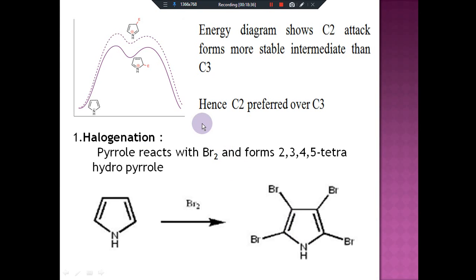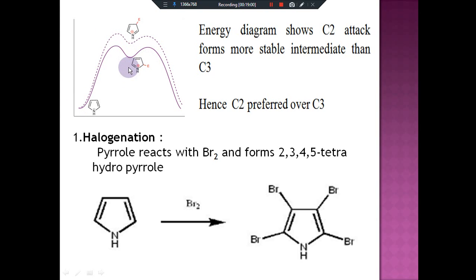We can understand this from this energy diagram. This is the pyrrole. This is the intermediate obtained when the electrophile attacks at the C2 position, and this is the intermediate obtained when the electrophile attacks at the C3 position. This is the energy diagram. This is the energy.